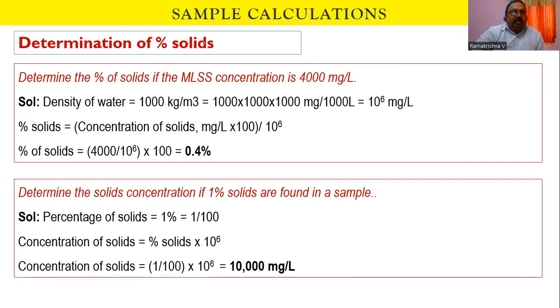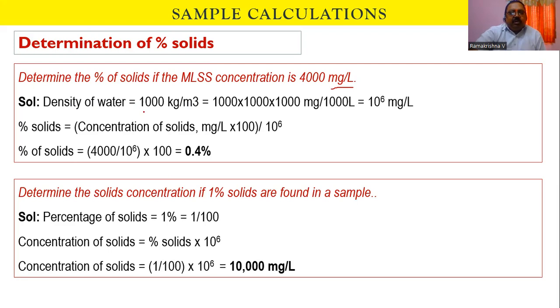Let us take one particular case: how to determine the percentage of solids in wastewater treatment. The concentration of solids is usually expressed in milligram per liter, and we need to convert this into percentage. So determine the percentage of solids if the MLSS concentration is 4000 milligrams per liter. To convert this into percentage, we should find a suitable factor expressed in terms of milligrams per liter. Usually the wastewater is mainly water. We consider it as the density of water.